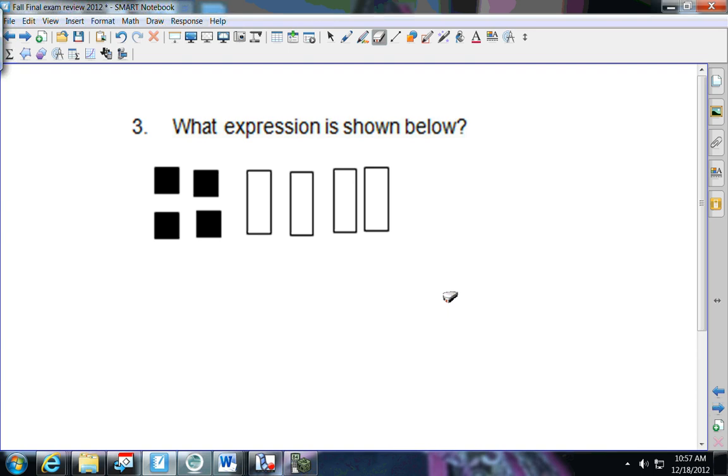Number 3. This one has to do with algebra tiles. First off, remember these little ones right here are units and these are x's. There are negative 4 units, so this is negative 4, plus 4x. Or you could write it as 4x minus 4. These don't cancel out because they're not the same shape. They're totally different. Units stay separate from the x's. That's as simple as you can do it.